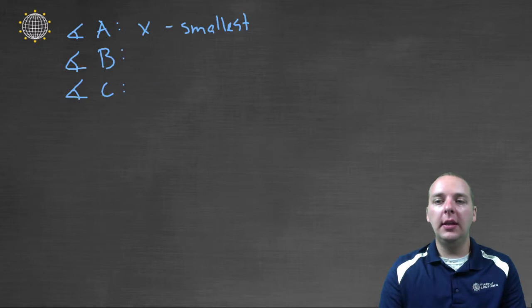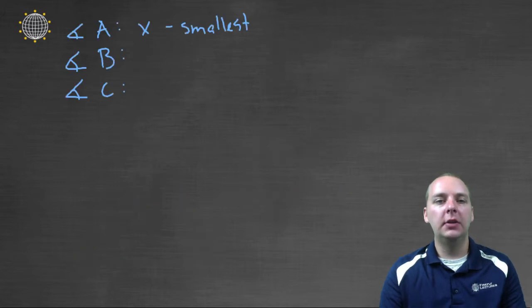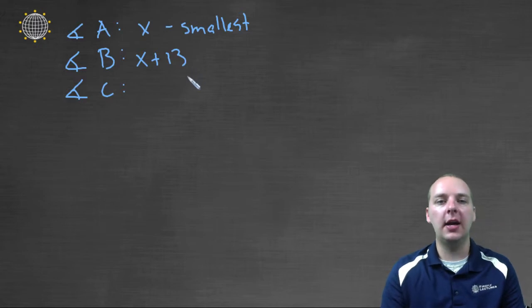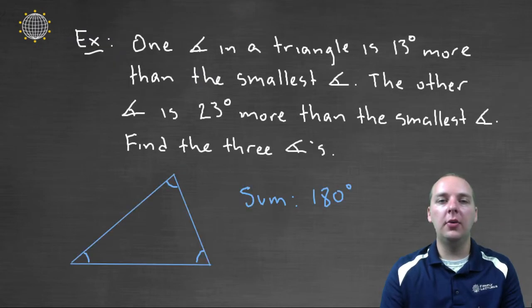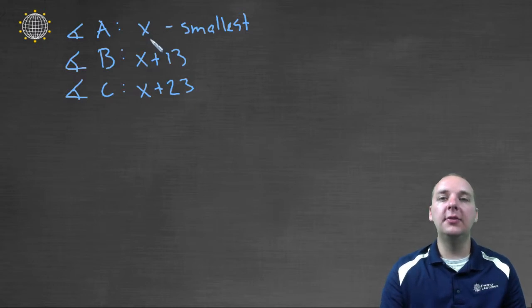And then we know that one of the other angles is 13 degrees more than the smallest guy. So we'll call angle B x plus 13. That's 13 more than the smallest guy. And then the third angle was 23 degrees more than the smallest guy. So we'd have x plus 23. We could have just left these as variables, either A, B, or C, or X, Y, and Z, but it's always preferable, if possible, to write all of your unknowns in terms of a single quantity. That's always best, because that's going to make it easier to solve the equation in just a minute.